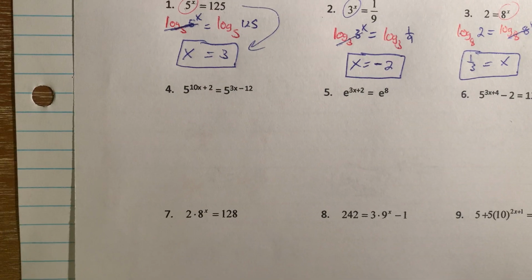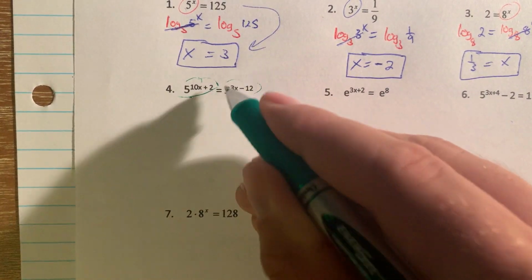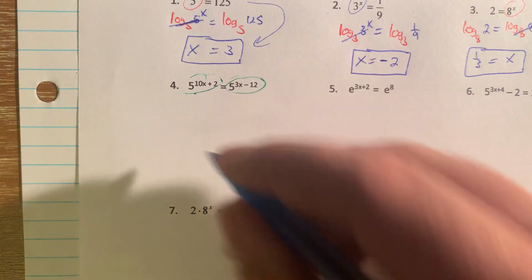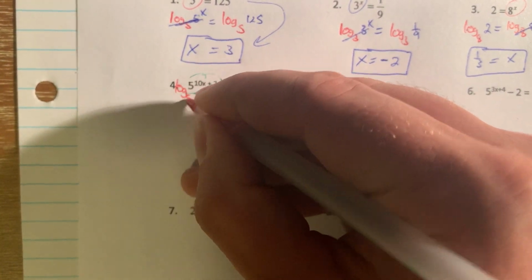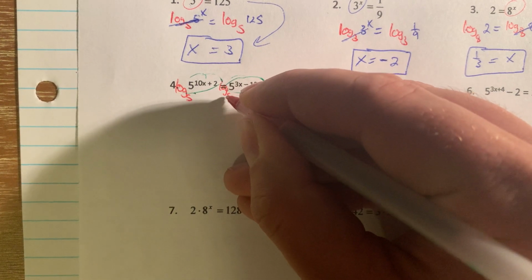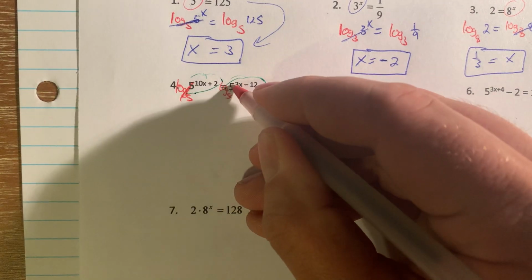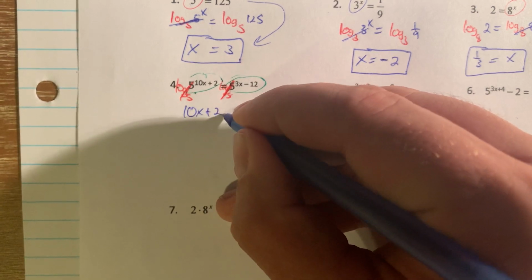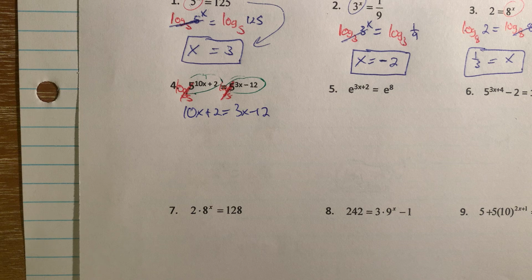Okay, let's look at another example. We'll do this one together. Notice this time there is an isolated exponential, but there's also another isolated exponential, and that's okay. We can just do log on both sides, and in this case, the base of the exponential is 5. We're just going to do log base 5 on both sides. And here, log base 5 will cancel out with 5 to the power of something. And we'll get 10x plus 2 equals 3x minus 12. And we can solve this from here. Go ahead and try it on your own.